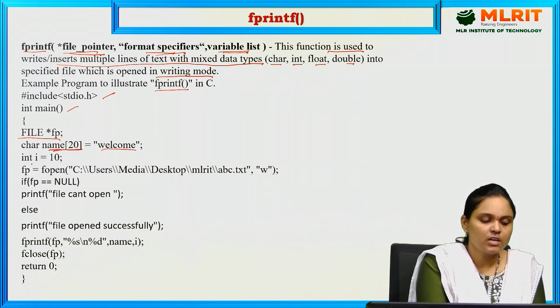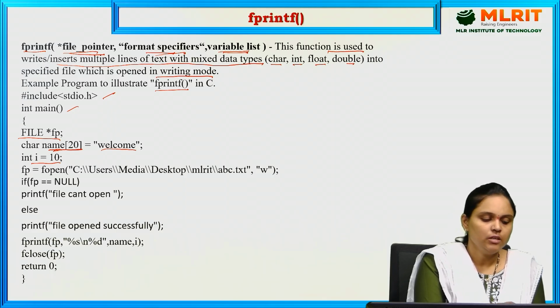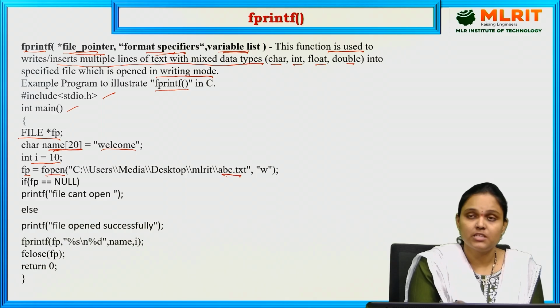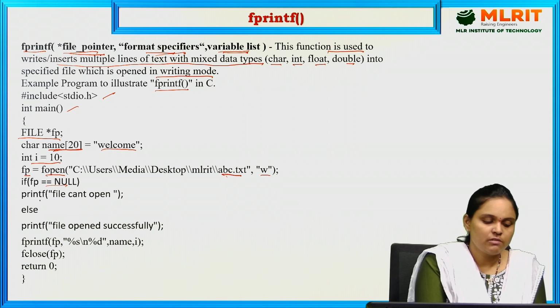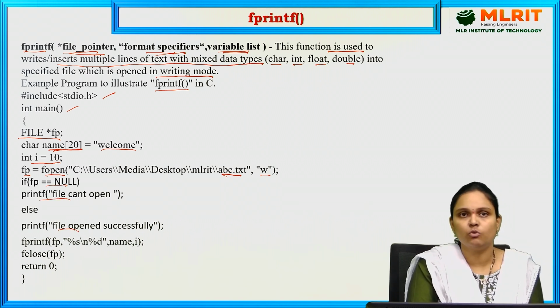And one more data I want to insert in my file is one integer value, that is, consider 10. Consider I am welcoming some 10 roll number. By using this fopen function, we are opening the file, that is abc.txt is my file, and I am opening it in the w mode. Next, if fp is equal to NULL, we are telling file cannot open, and if it is not NULL, then we are telling file is opened successfully.